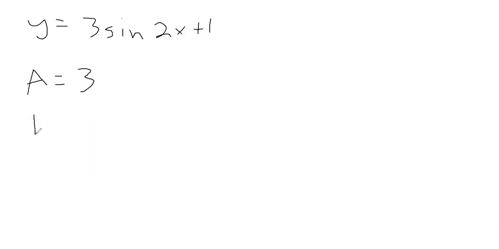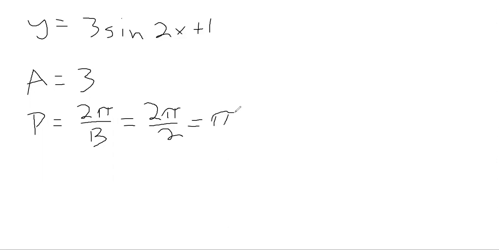The period, we're going to find by looking at our b value, and the b value is next to the x. So we find the period by taking the original period of sine and cosine, which is 2 pi, and dividing that by our b. In this case, our b is 2, so I will say 2 pi divided by 2. But then looking at that, 2 divided by 2 is 1. 1 times pi just gives me pi. So our new period is pi. So this takes only half the distance that a traditional sine graph would take to complete.